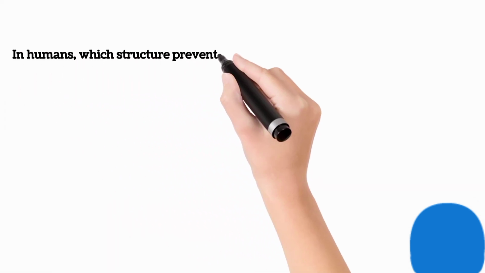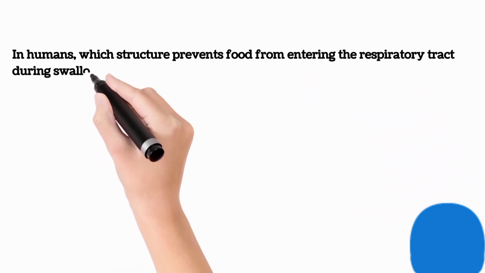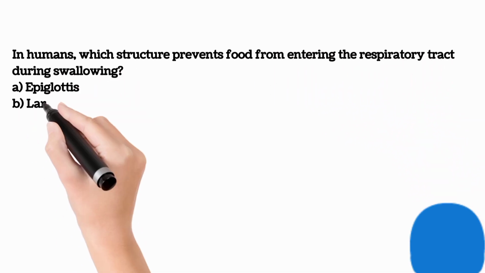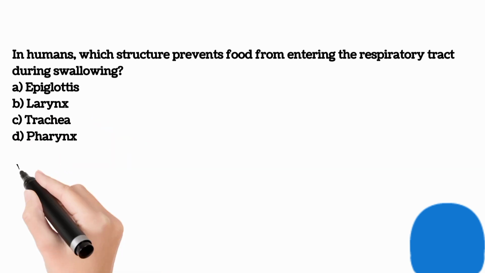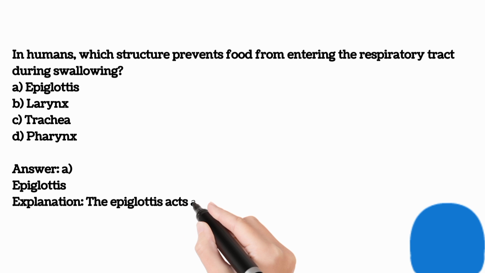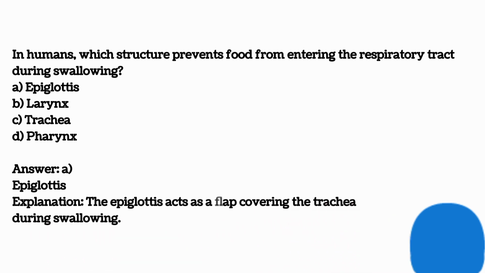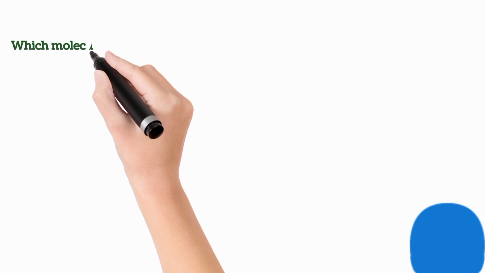In humans, which structure prevents food from entering the respiratory tract during swallowing? Epiglottis, larynx, trachea, pharynx. Epiglottis. The epiglottis acts as a flap covering the trachea during swallowing.